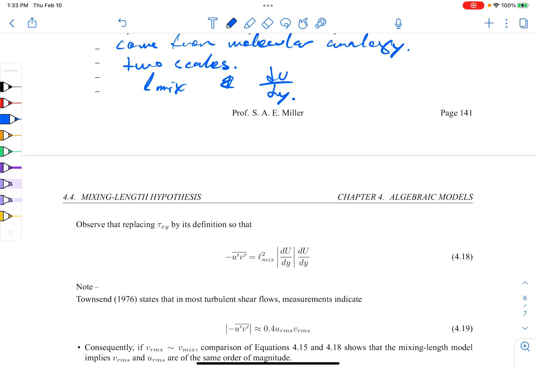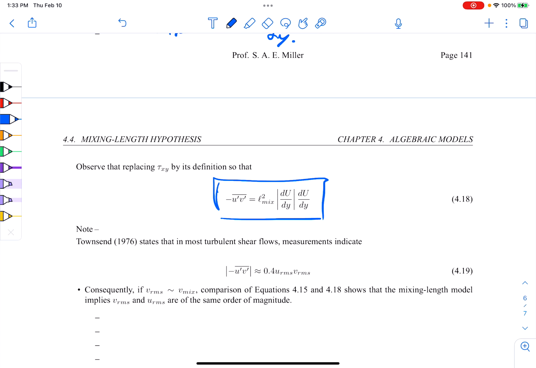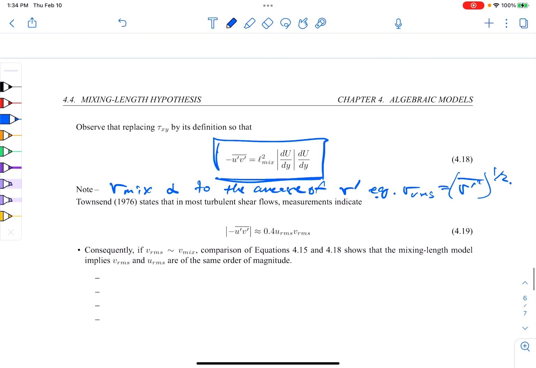Now, if you do this dimensional analysis, or if you use Buckingham pi theory to identify pi factors, you'll find that this is basically the only way to come up with this using the molecular analogy. And this is a model which is probably most commonly used. You have negative Reynolds stress goes as L mix squared times the absolute magnitude of the shear times the shear. So here, where did V mix go? Well, it's built into here like we showed in an earlier equation, and it's proportional to the average of V prime, e.g., V RMS, the square root of V prime squared bar.